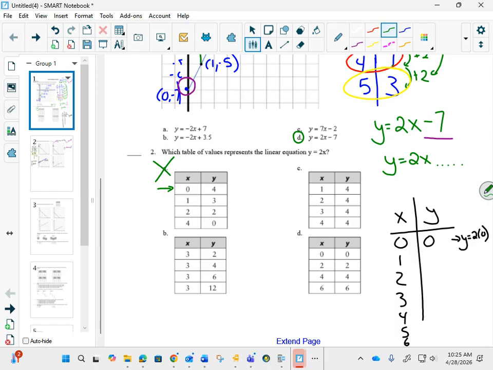The only one I can say for sure is wrong is A, because if you plug in 0, you should get 0. If I plug in 1, the formula says it's 2 times x. If the x is 1, my formula says the y value should be 2 times 1. What should it be? 2.